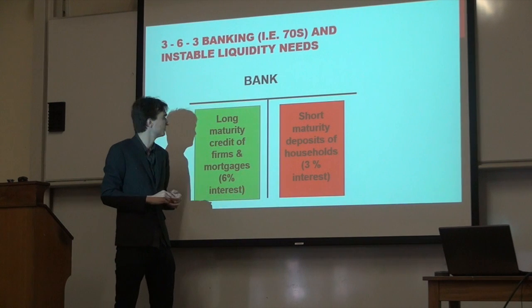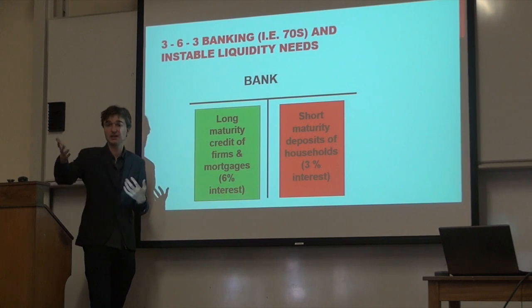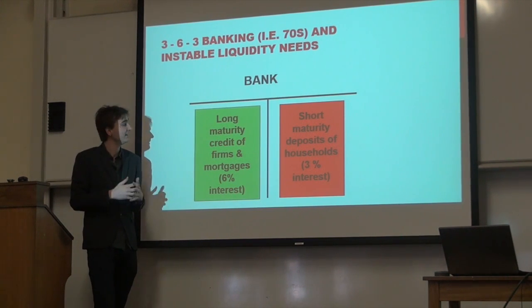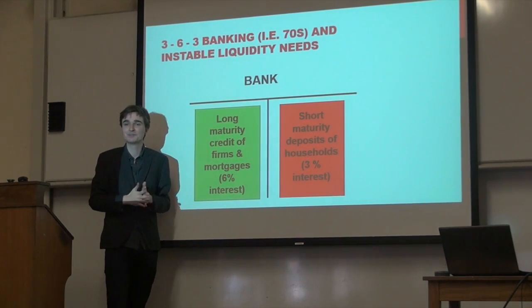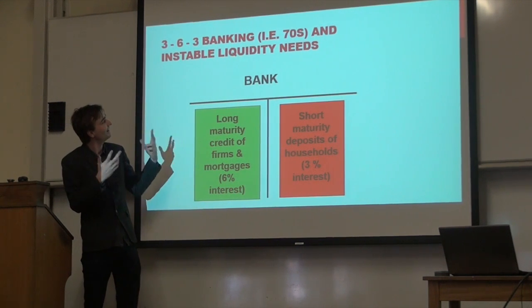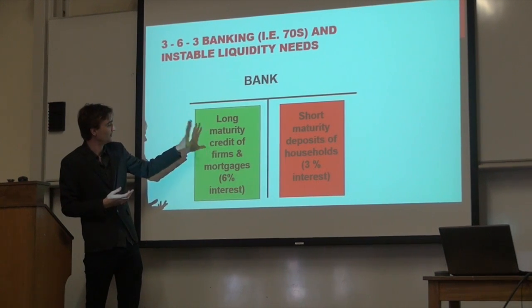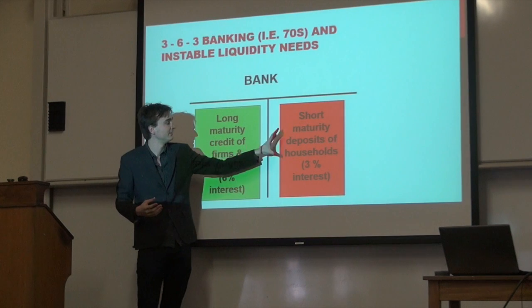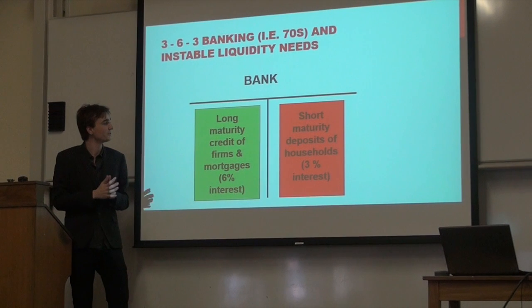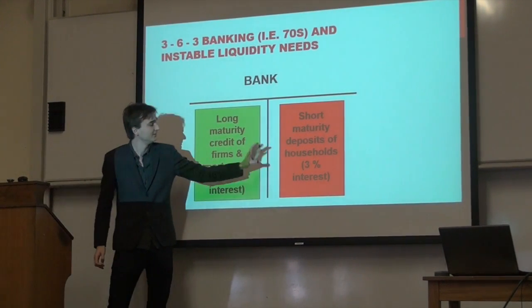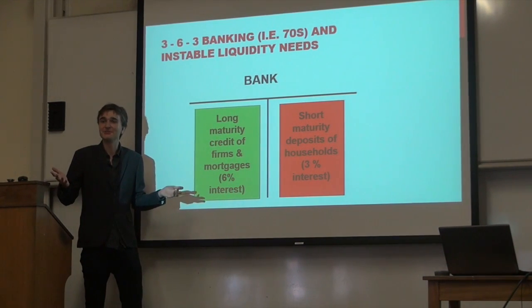This fluctuates wildly. At the same time, these long maturities, they're fixed. If banks would suddenly decide to sell their whole mortgage portfolio, then that's not going to be worth as much as if they just keep them here. So banks are inherently unstable. They have very long maturity loans and very short maturity liabilities. This model is called 3-6-3 banking because you borrow the money for 3%, you lend it out for 6%, and you go to the golf course at 3 o'clock.